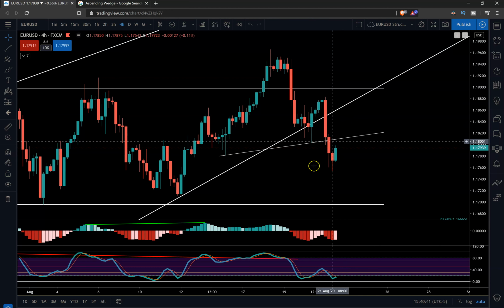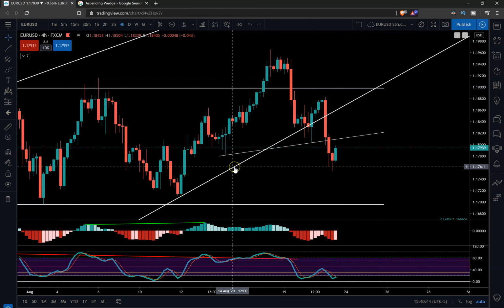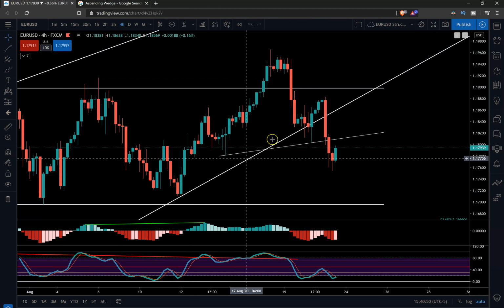But like I said, looks like we are in a range slash head and shoulders slash ascending wedge. We'll see. I'm gonna save my work.